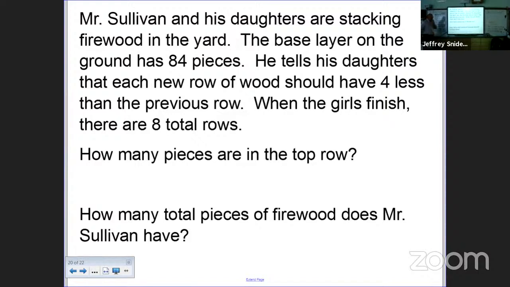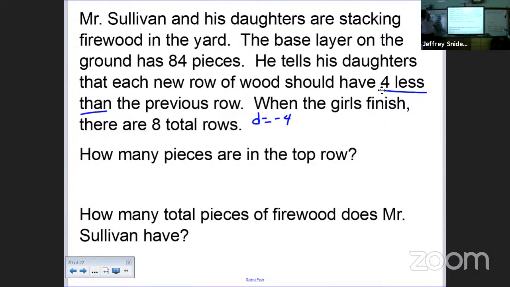Is this going to be arithmetic or geometric? What tells us it's arithmetic? Each new row should have 4 less. Yeah, it's got 4 less. Okay. So this 4 less, that means my common difference is -4. Great. So I know in this problem d is -4. So I could write my rule right away.